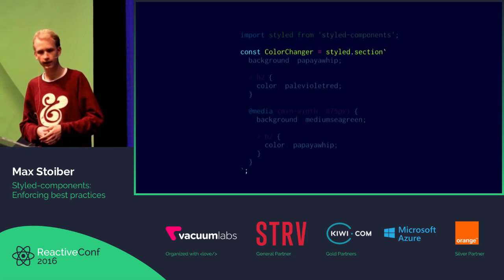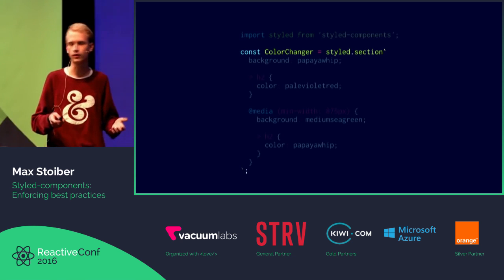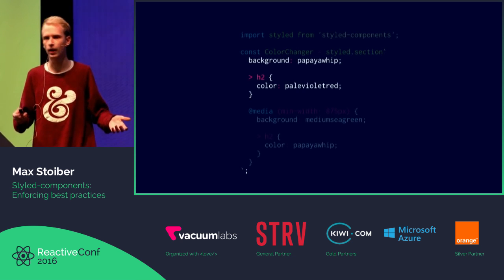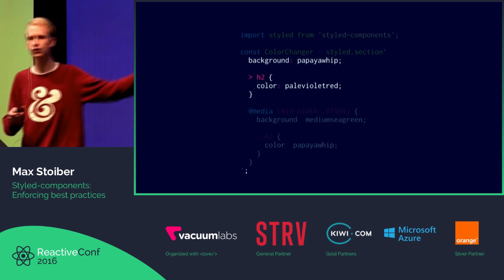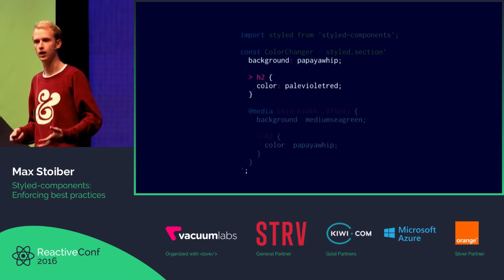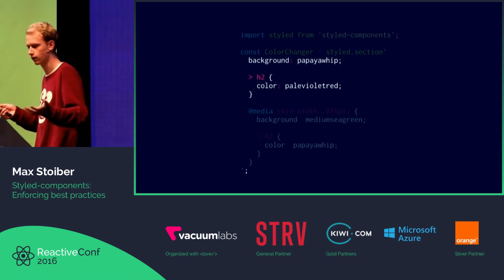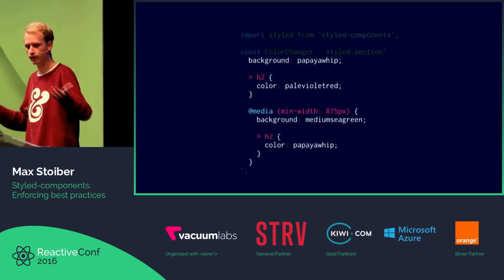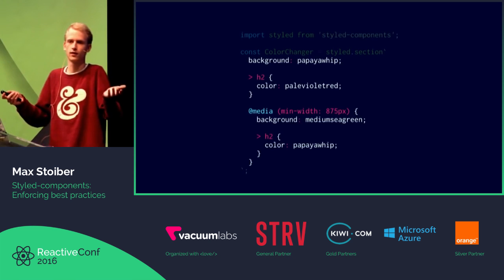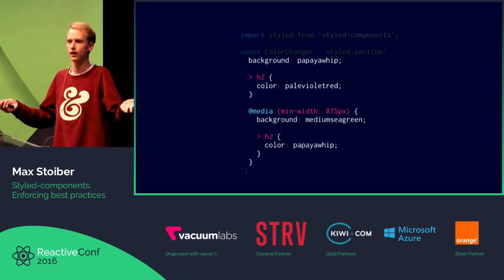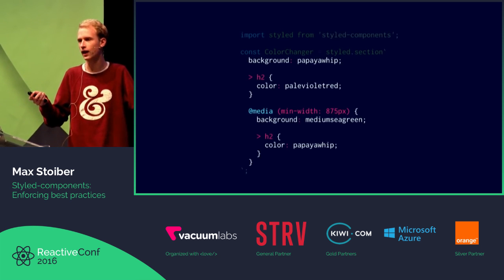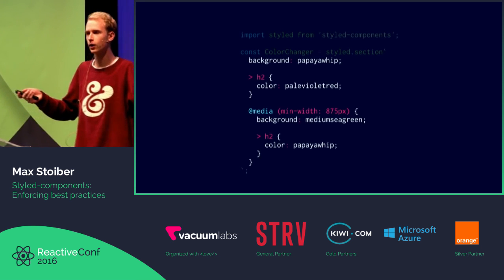So in this case, I'm creating a color changer component which has a background color of papaya whip normally, and every H2 in that component will have a color of pale violet red, right? It's just CSS with some nesting. And then we have a media query. Well, guess what? Since it's just CSS, media queries are a thing, right? We don't need to use any JavaScript to change the styles of our components. We can just use media queries.